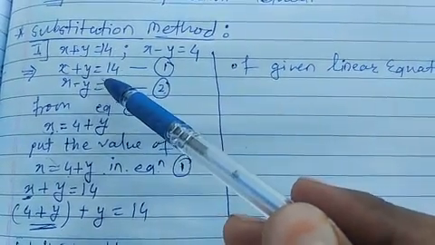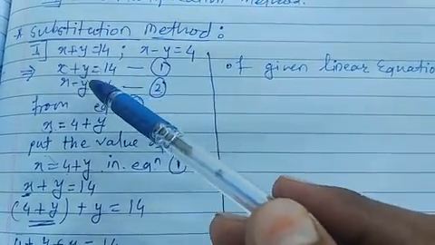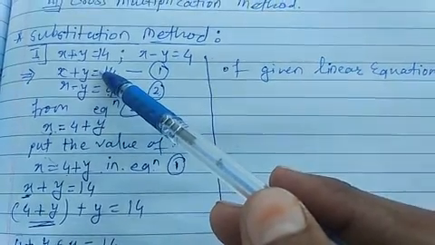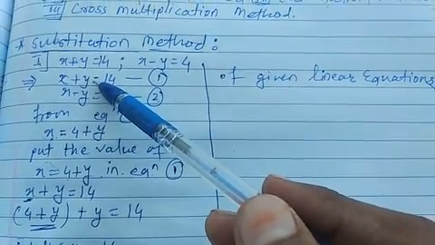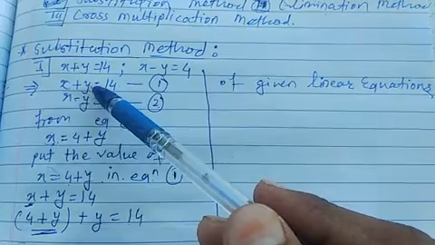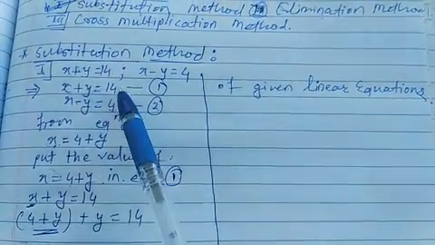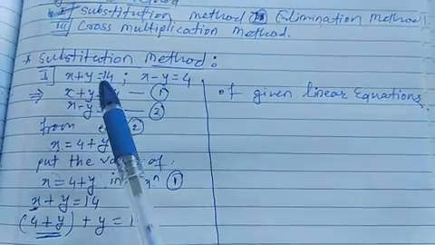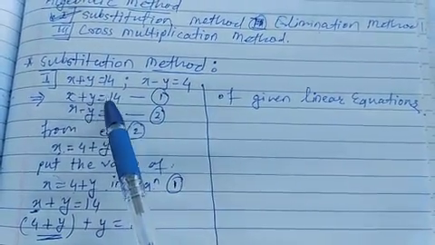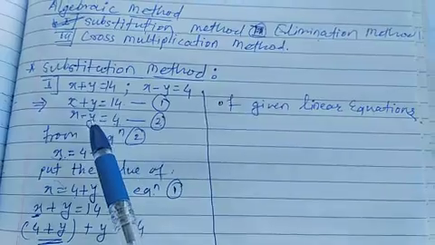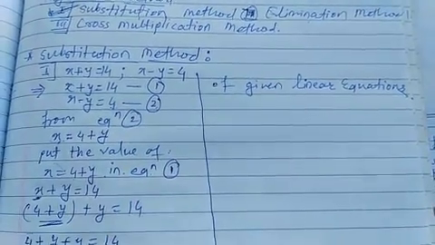From this we can select any one of the equations. We can select here equation number first also. We could have selected equation number first also. That is, here in equation number first, if we transfer the value of x toward the right hand side, what will we get? y equal to 14 minus x. So this value also we can put in equation number second, and we will get the same answer.